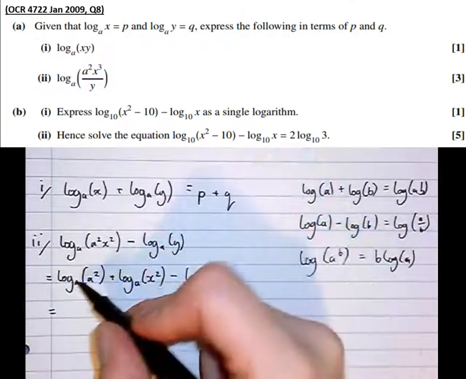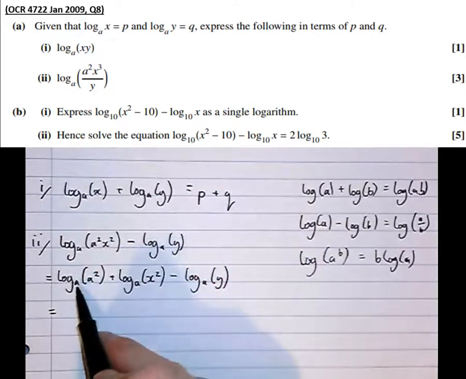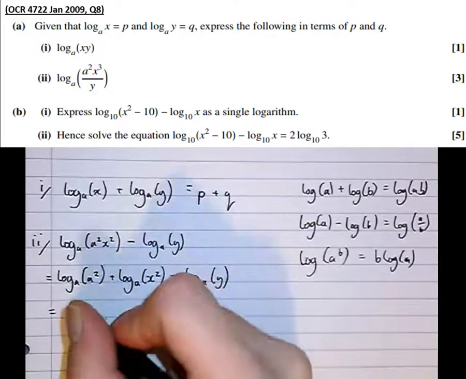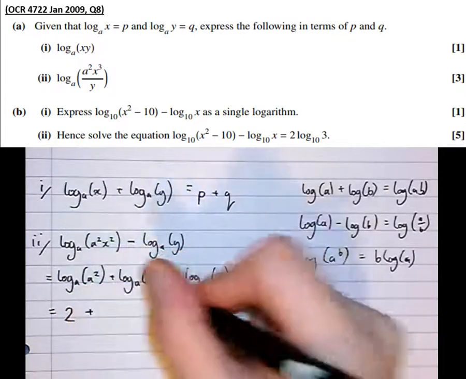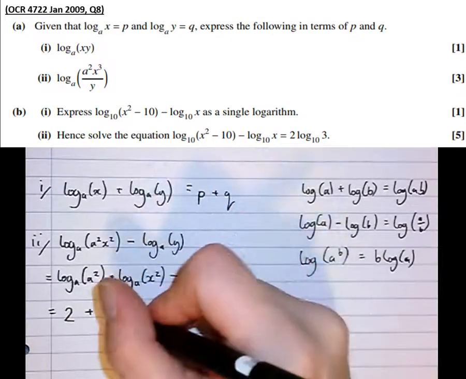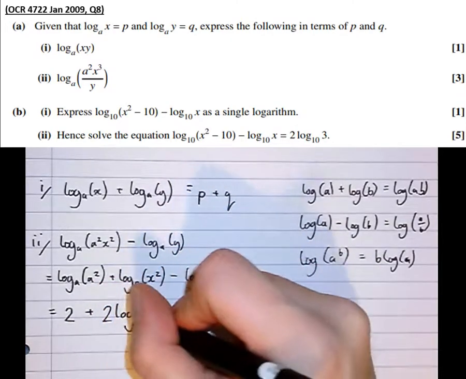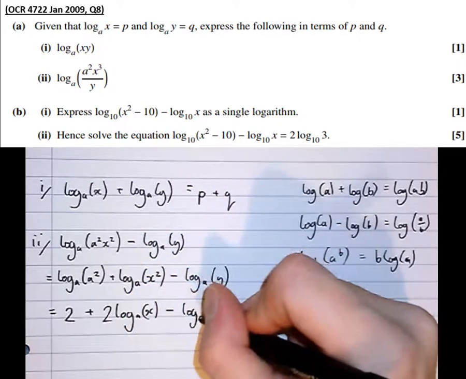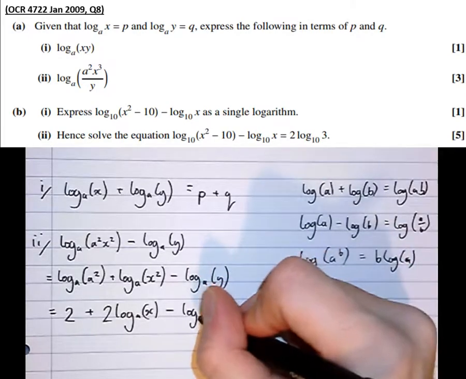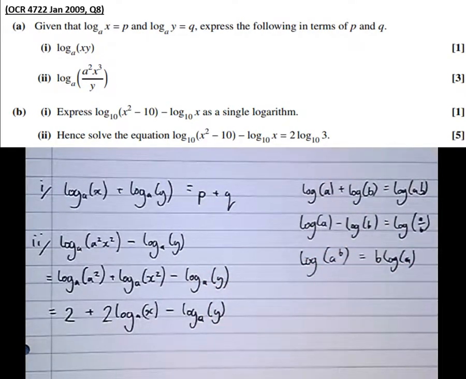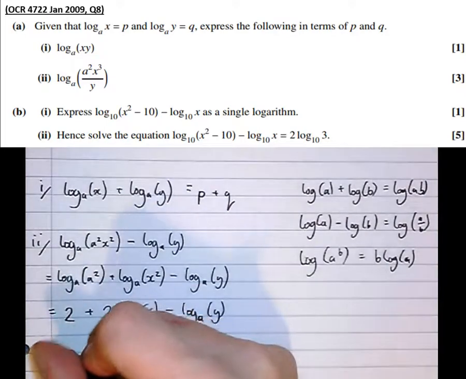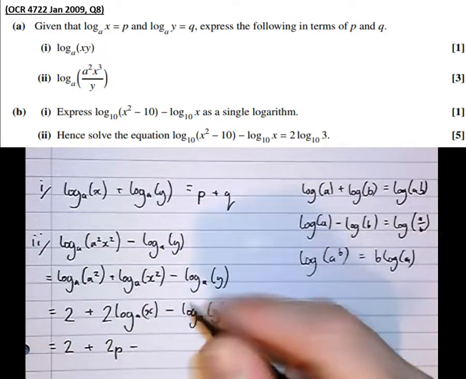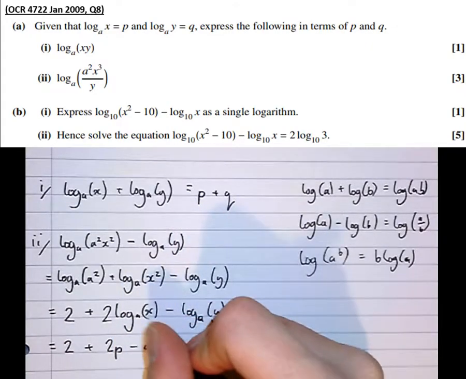which is equal to, well, log to the base a of a squared, what power do we have to give a to get a squared? Well, clearly we give it a power of 2 to get a squared, so that just becomes 2, plus, using the power rule, we'll bring the 2 to the front, 2 log to the base a of x, take log to the base a of y, and we're ready to make the substitution that the question asked for. So it said log to the base a of x is p, so it equals 2 plus 2p, take, and log to the base a of y was defined in this question to be q. So there we go.